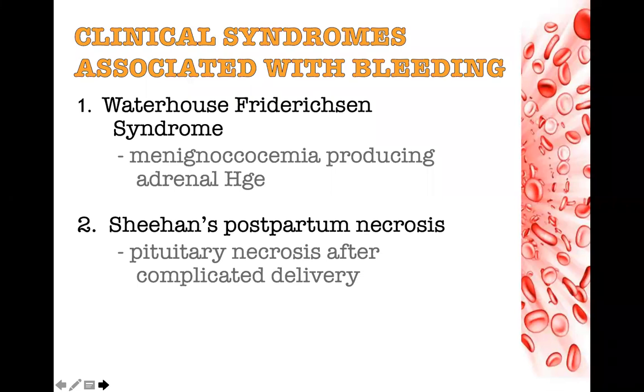Let's talk about some of the clinical syndromes that could be associated with bleeding. One is Waterhouse-Friderichsen syndrome. This is a result of disseminated meningococcemia producing a very pronounced adrenal hemorrhage. So the hemorrhage here is a result of elaboration of endotoxins from the Neisseria meningitidis.